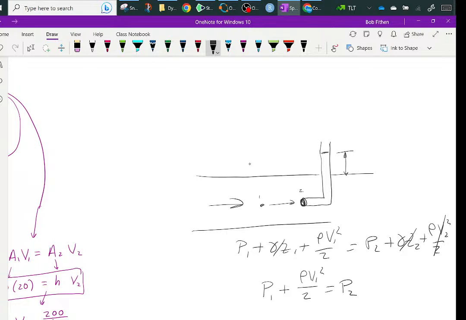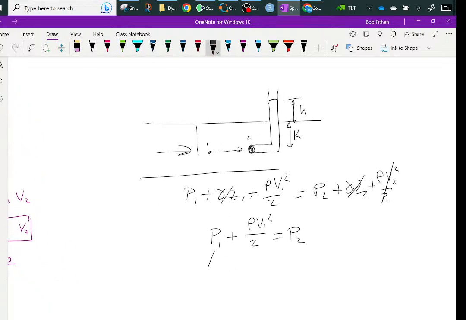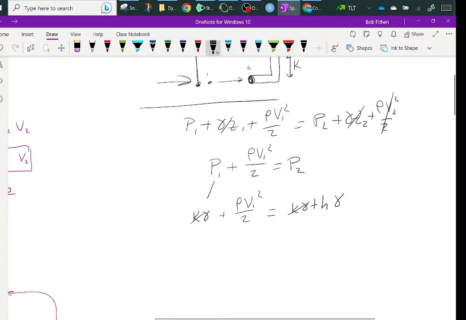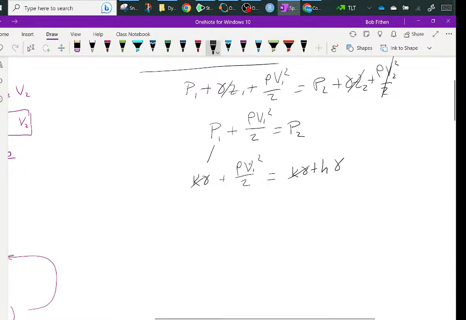But then you realize P2 doesn't depend on whatever distance this is. So let's just call this K, and let's call this H. The pressure at P1 is K gamma, because you take that and swim down to here, that's your pressure there. Rho V1 squared over 2 is equal to, what's P2? It's K gamma plus H gamma. The part that is your reading is the amount above the surface of the water. These two cancel, and so what you get is something that you might have seen before.